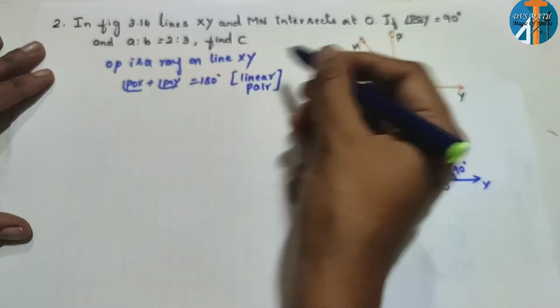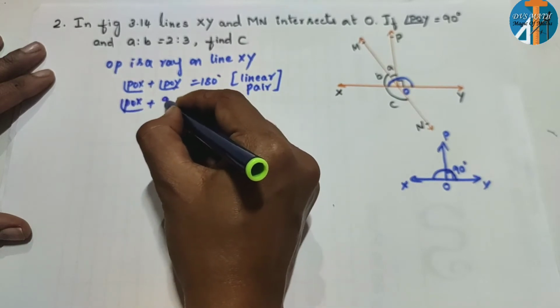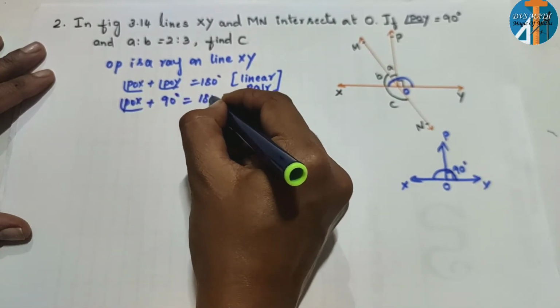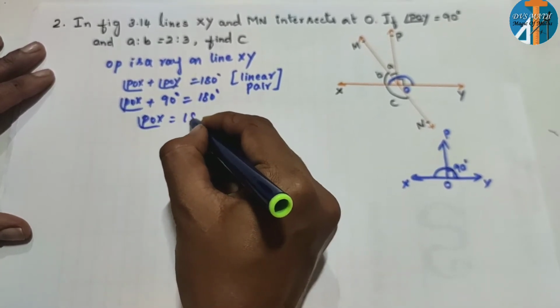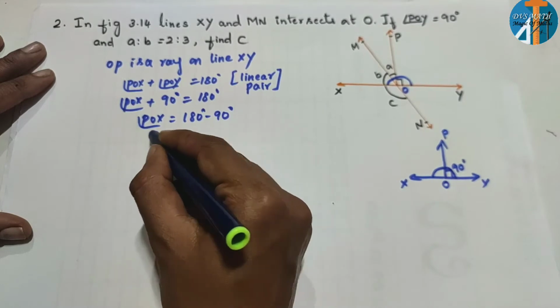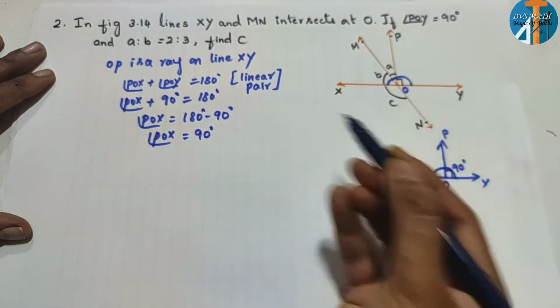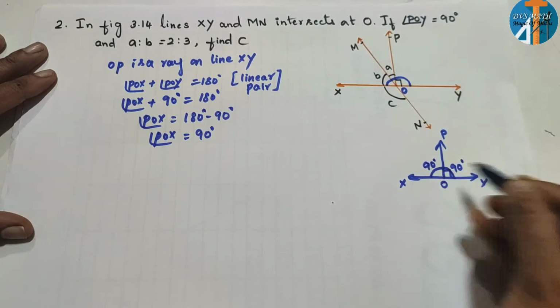So now they gave POY. That means POX plus POY, which is 90 degrees, is equal to 180 degrees. So POX is equal to 180 degrees minus 90 degrees. So definitely POX is equal to 90 degrees. That means you got this angle. This angle is also 90 degrees.